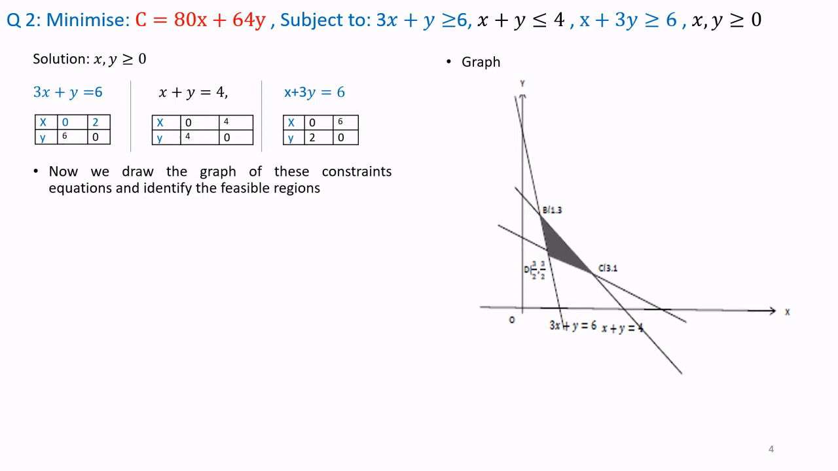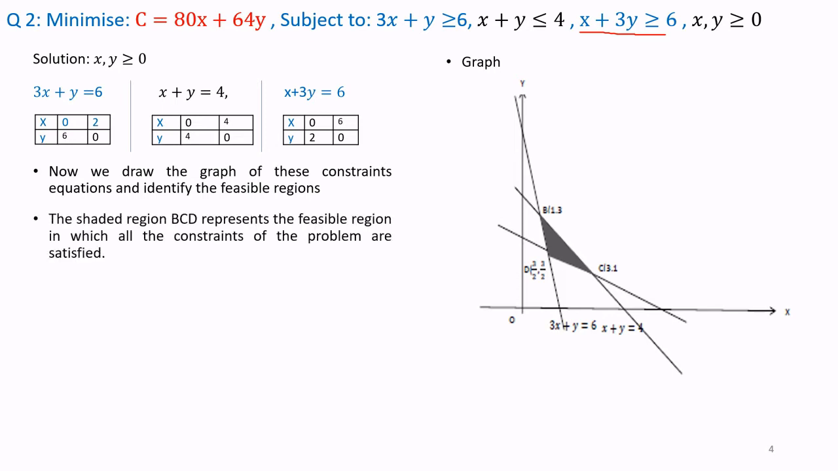If the third line equation had been given as less than or equal to 6, you should have selected the lower region because it satisfies only less than or equal to. Because it is greater than or equal to 6 in the third equation, only this region is the feasible region. Please select the feasible region very carefully by practicing problems. The shaded region BCD represents the feasible region in which all constraints are satisfied.